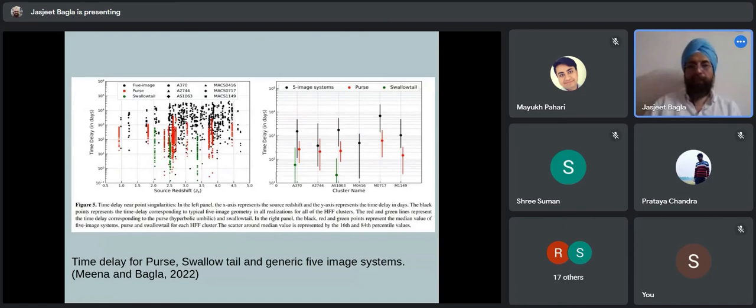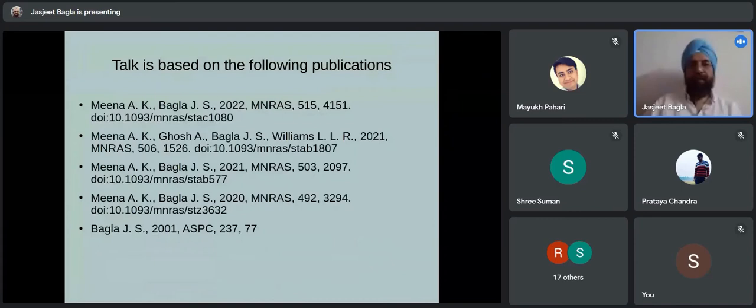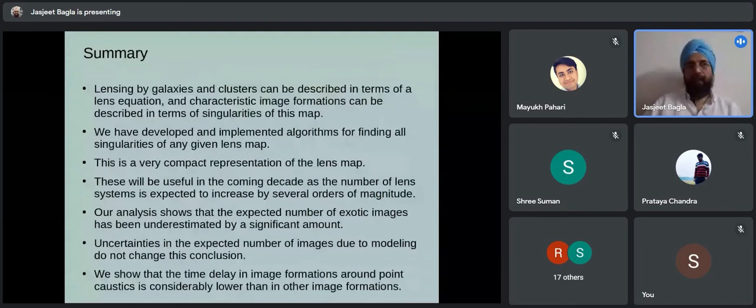So the work I described to you is based on these publications. And this is my summary. I will stop after this and take questions. So lensing by galaxies and clusters can be described in terms of a lens equation. And characteristic image formations can be described in terms of singularities of this map. So all of this is coming from mathematical theories based on catastrophe theory. Two-dimensional lens map, and this gives us a map.